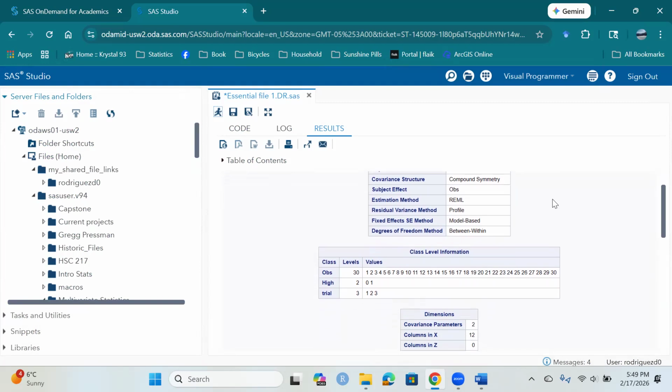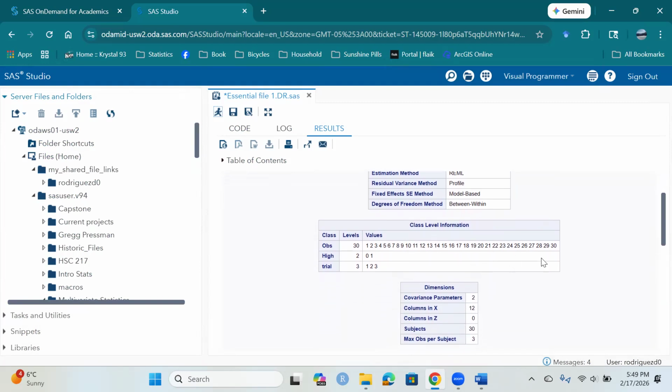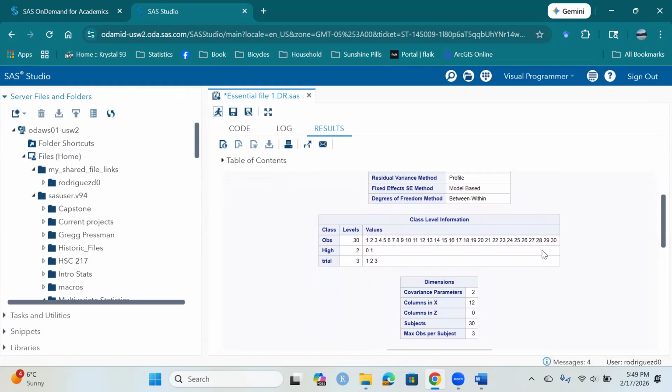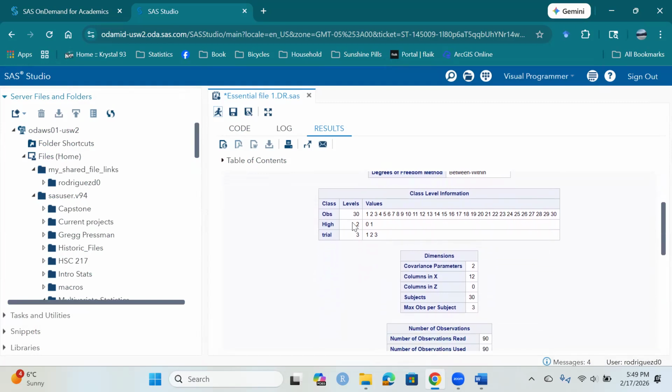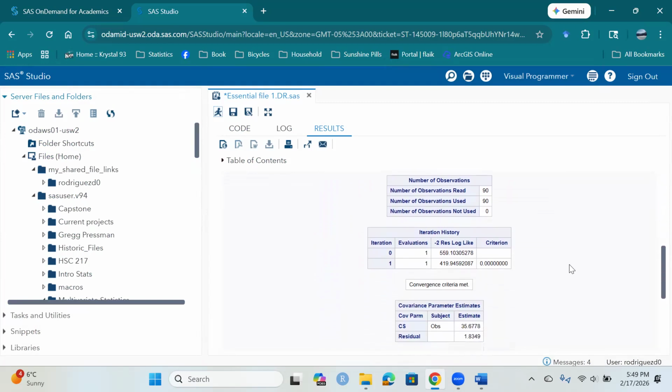Check this out. This is cool. Here are our 30 observations, the way they're set up, 1 through 30. And we got another variable called high, where it's 0, 1, and trial will be 1, 2, 3. So everything makes sense, right? All right, so let's look for anything interesting here.